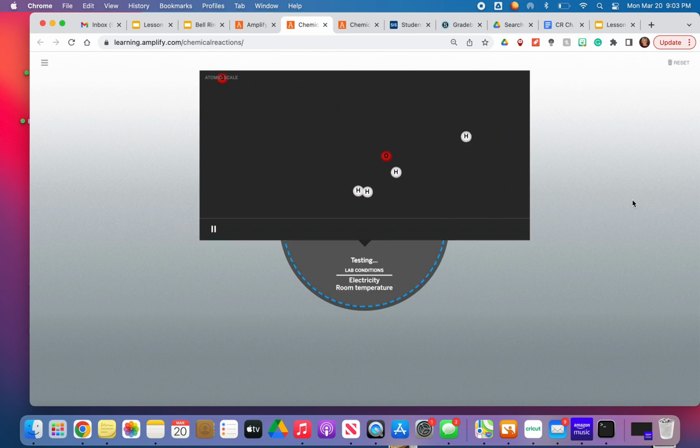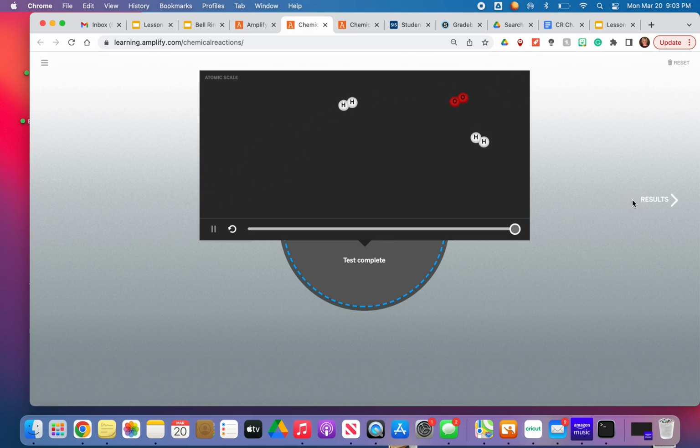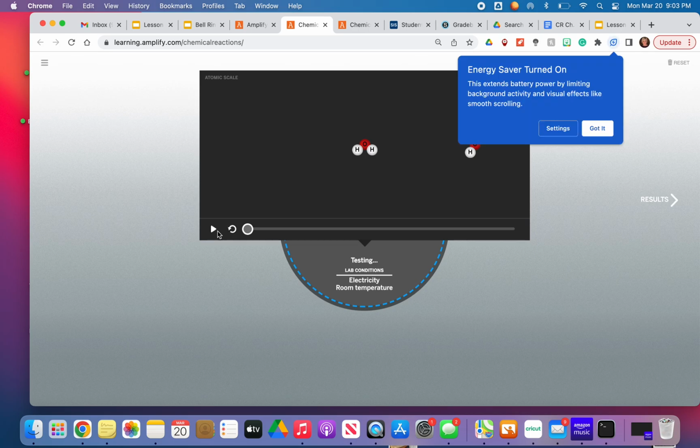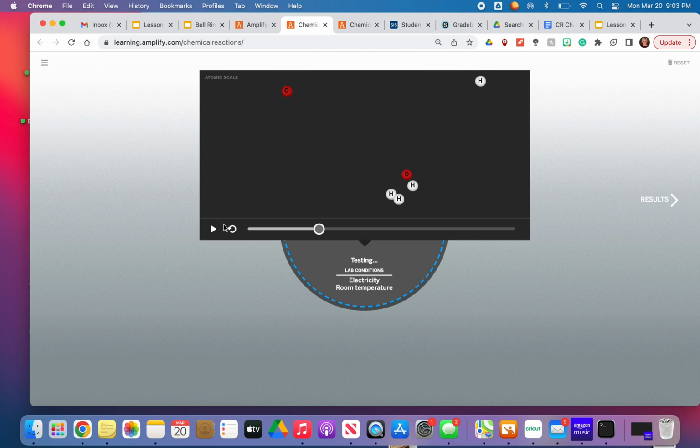Notice in that gray half circle what the lab conditions are. I'm going to play that again because I asked you to take a look at that. Under the lab conditions, electricity was added to the water and the water was room temperature. And this is what happens. I don't know why that happened. That was odd.